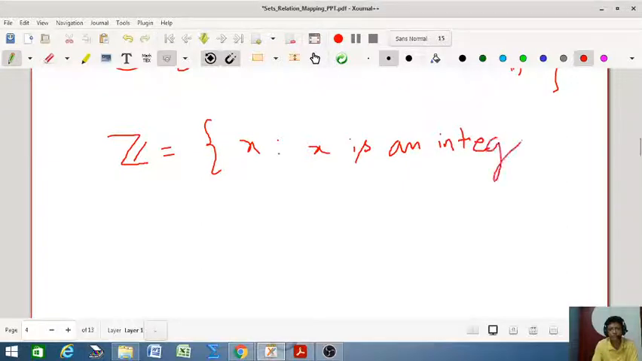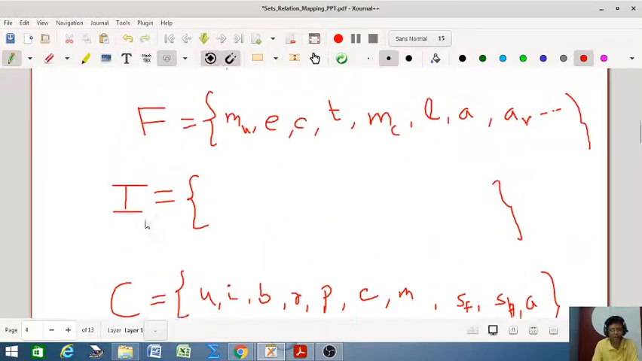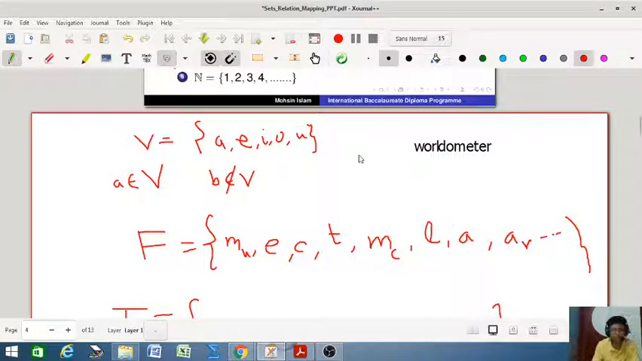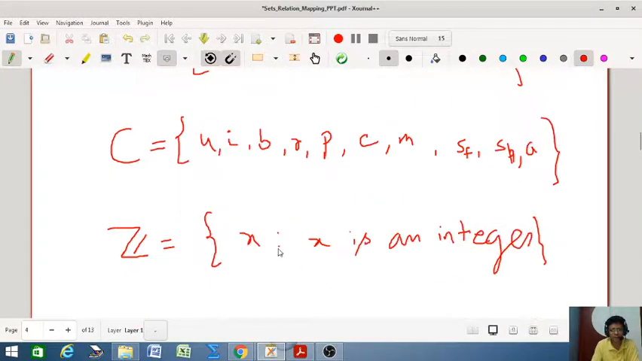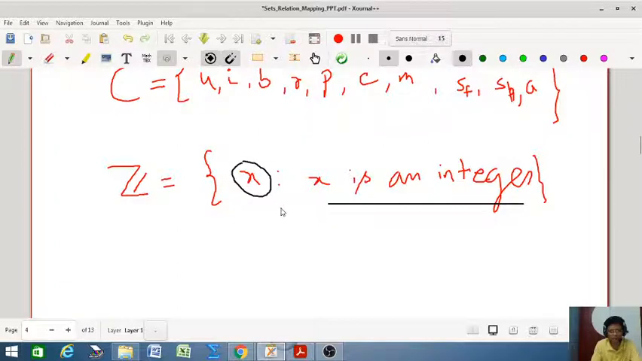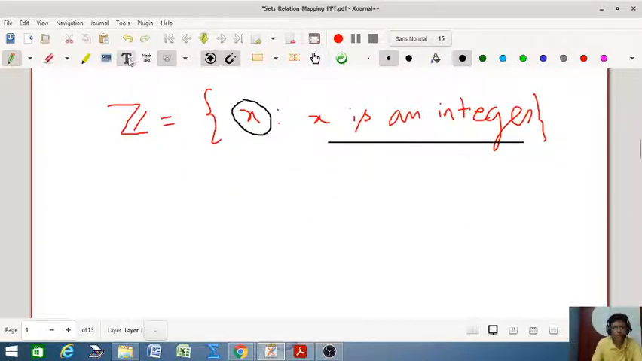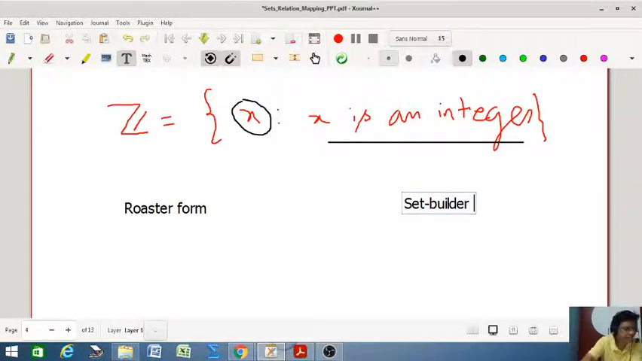There is a writing difference. In the previous examples I have written with commas. But here the elements of Z are x, such that x is an integer. I'm writing the property here: what type of elements does Z have? x is an integer. So this is a writing style. There are actually two writing styles. One is the roster form, and another one is called set builder form.